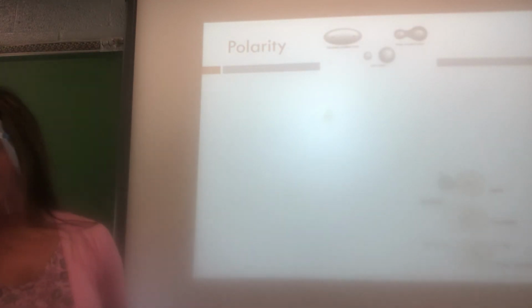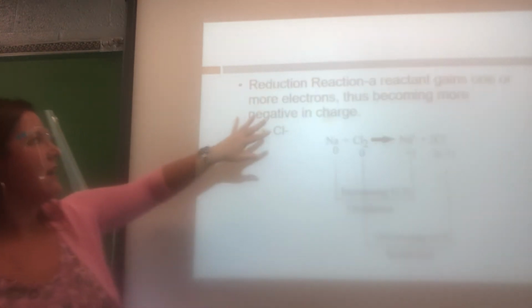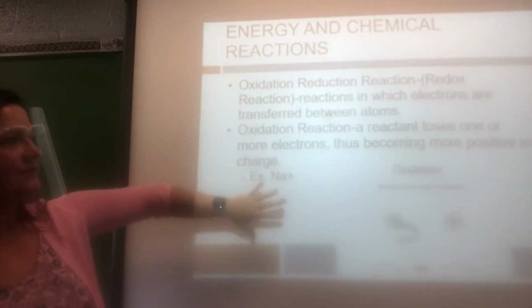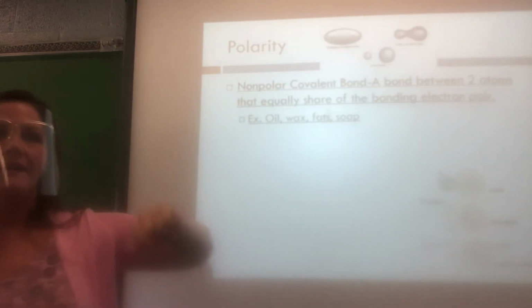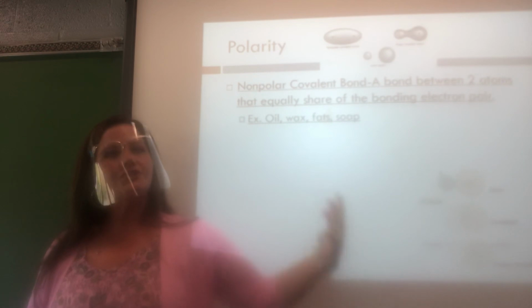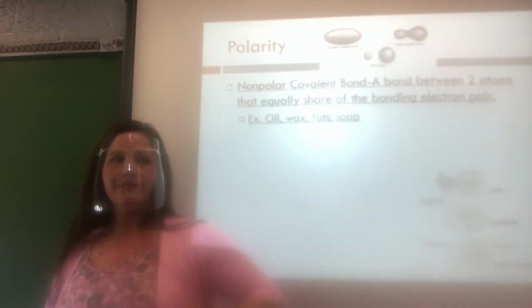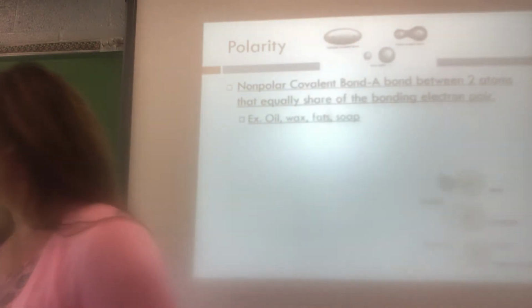We need to talk about polarity. So this was an ionic bond. So oxidation reduction reactions, those are ionic bonds. When we look at covalent bonds, when the atoms are sharing electrons, that is whenever we are looking at things like polarity. So here's my question.